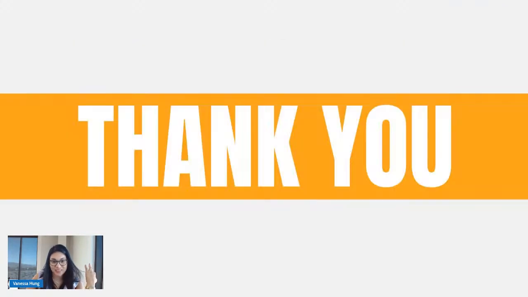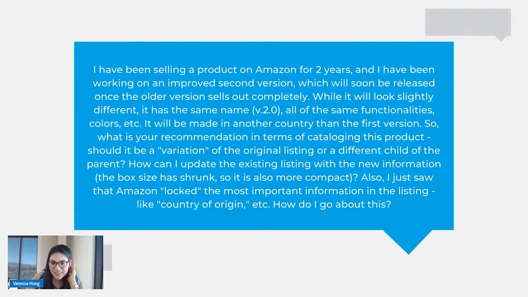This is the last question. I've been selling a product on Amazon for 2 years, and I have been working on improving a second version, which will look slightly different, Version 2.0. Okay, this is the same thing that we had in the other question. What is your recommendation in terms of cataloging this product? Should it be a variation of the original? How can I update the listing?